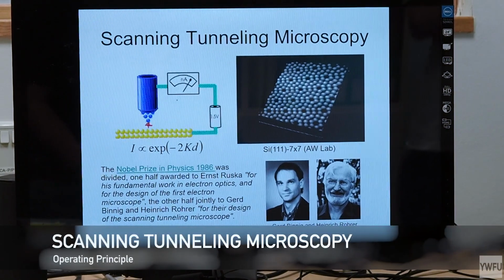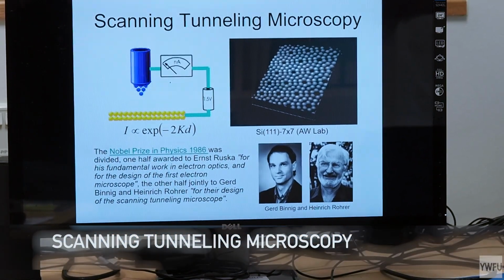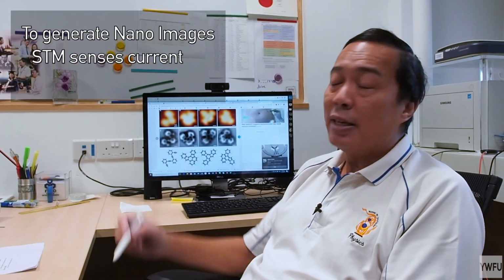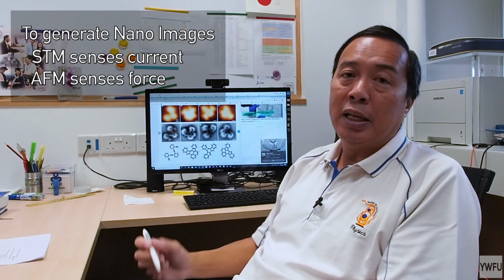If we want to summarize the difference between AFM and STM, what are the main differences between these two techniques? Yes, the STM senses current, a tunneling current between the tip and the surface. AFM senses force. So it measures the force between the tip and the surface. These are the main differences.